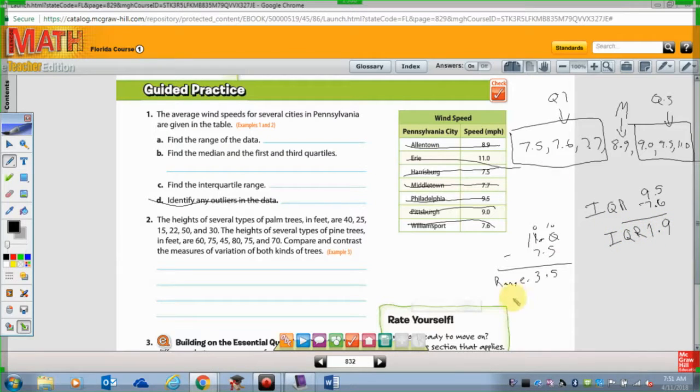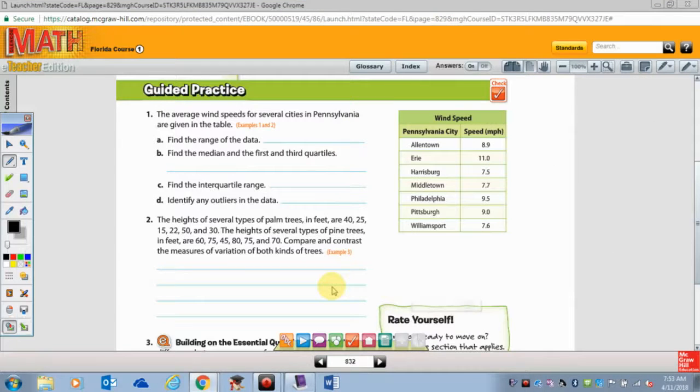So I have the answers here. The range, 3.5. The median is 8.9. First quartile, 7.6. And the third quartile is 9.5. Interquartile range, 1.9. So that's what we're doing today. It's a little bit different. It's a lot to take in, but it's very simple to do. We'll be working on this for the next couple days, so if you have any questions, just come up and ask. We'll get lots of practice on it. So good luck.